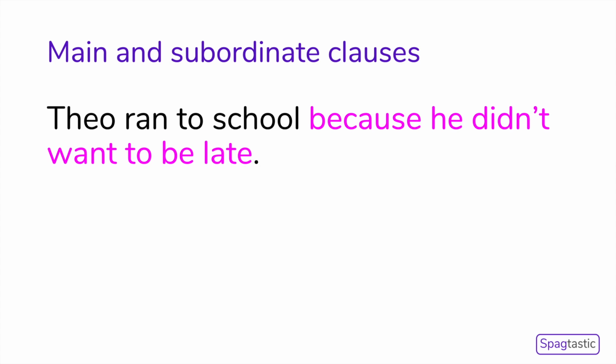In this sentence, Theo ran to school because he didn't want to be late. The main clause is Theo ran to school, as it stands alone as a sentence and it has a subject, Theo, and a verb, ran. The subordinate clause is because he didn't want to be late. This gives us additional information about why Theo ran to school, but it wouldn't make sense by itself. It is joined to the main clause by the subordinating conjunction because.